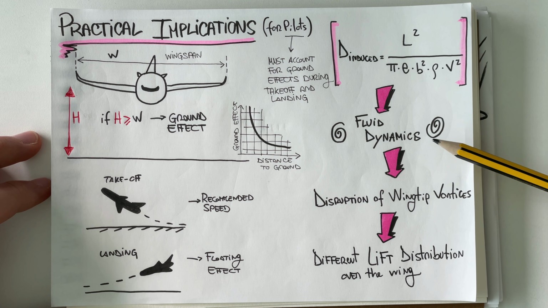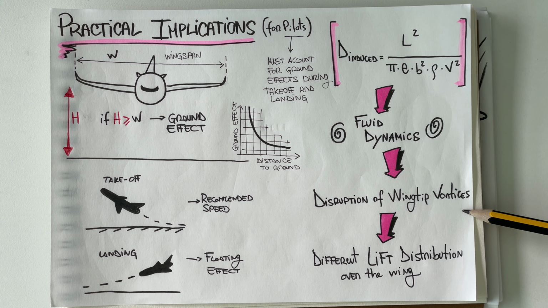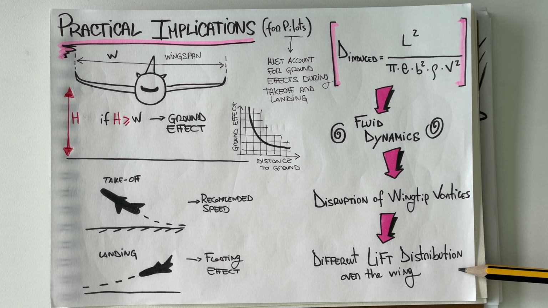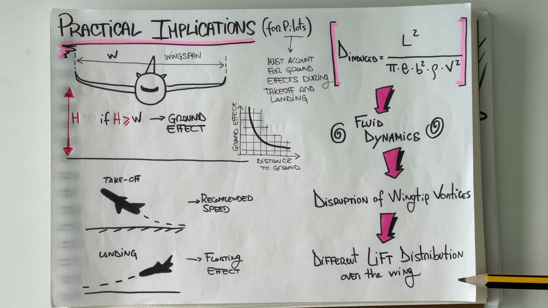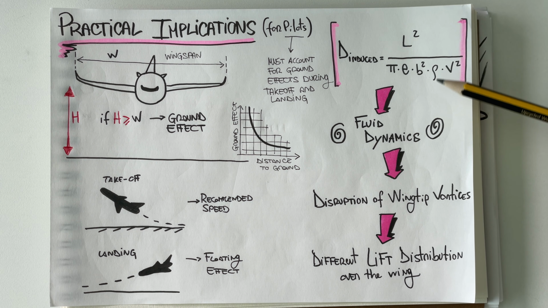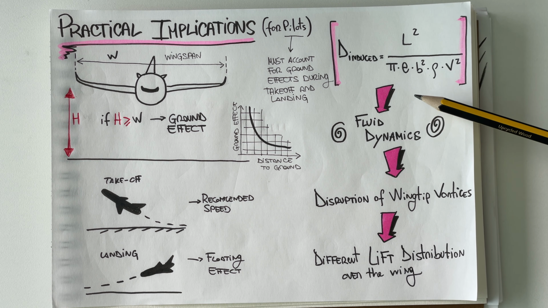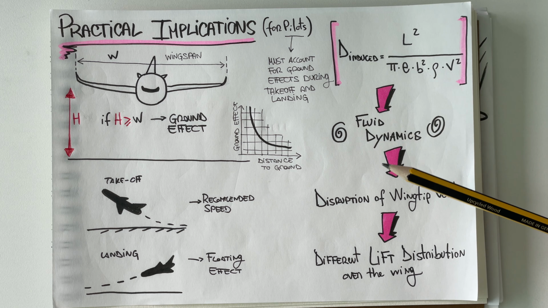So if we talk about fluid dynamics and what is happening during a takeoff or a landing, we have a disruption of the wingtip vortices, as we said before, and the lift distribution over the wing changes. And that means, in other words, that our equation is changed a little bit. Our Oswald coefficient goes a little bit higher, and that helps to reduce the induced drag. So even if the ground effect helps us reduce the induced drag, we still have a little bit of limitation.